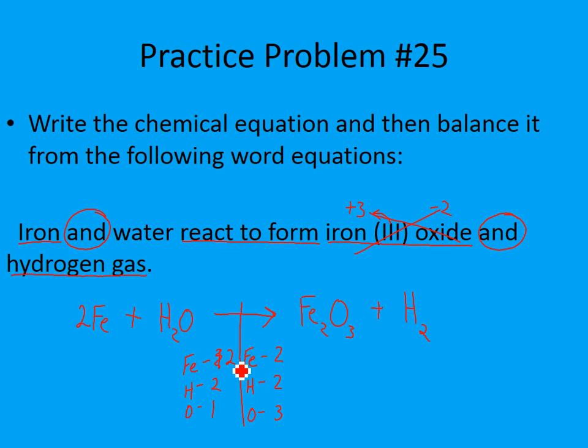Now my hydrogens are already balanced. Let's go to oxygen. How do I balance it? How many waters do I need? 3. That gets me to 3 oxygens. But it switches my hydrogens to what? 6. How do I fix it on the right? I need 3 hydrogen molecules as well. So that gets me to 6. Are we balanced then? Yes. Okay, can I reduce a 2, 3, 1, and 3? No. So that is my final answer.